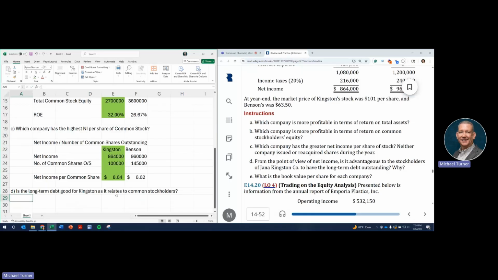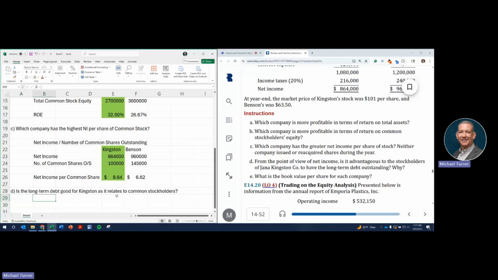The net income, even though net income is smaller because they are burdened with interest expense costs, their taxes are a little smaller because of that. However, net income is definitely smaller for Kingston than Benson, but they have fewer shares outstanding. They have fewer shareholders to spread that net income against. Therefore, each shareholder is getting a higher portion of net income.